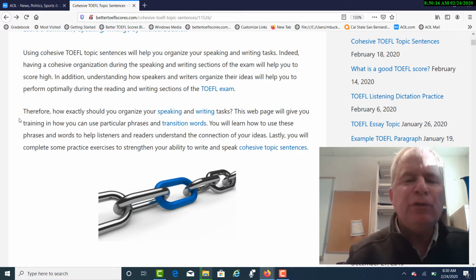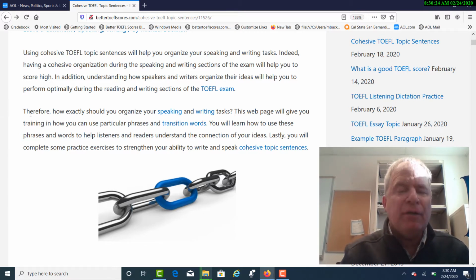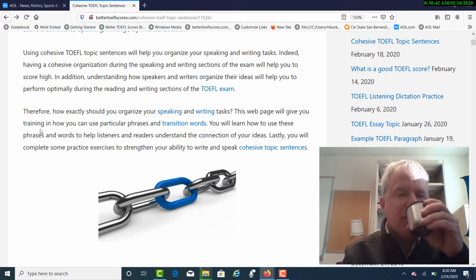Therefore, how exactly should you organize your speaking and writing tasks? This webpage will give you training in how you can use particular phrases and transition words. You will learn how to use these phrases and words to help listeners and readers understand the connection of your ideas. Lastly, you will complete some practice exercises to strengthen your ability to write and speak cohesive TOEFL topic sentences.